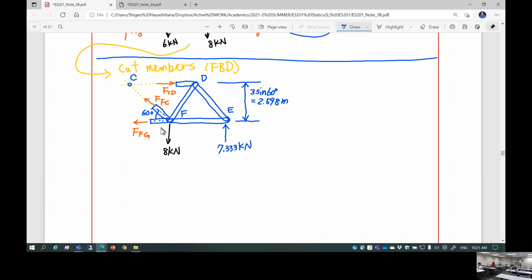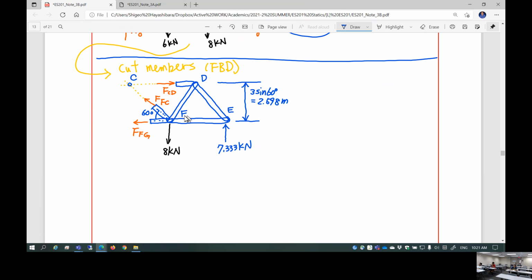I would go with that. But my regular choice is taking the moment at C. By doing so, you can eliminate CD and FC's contribution, right? Because those two forces do not create any moment at point C. So you can get FG straight out, okay? But the merit is also that you can do summation of force in Y, you can get FC straight out, either way, okay?